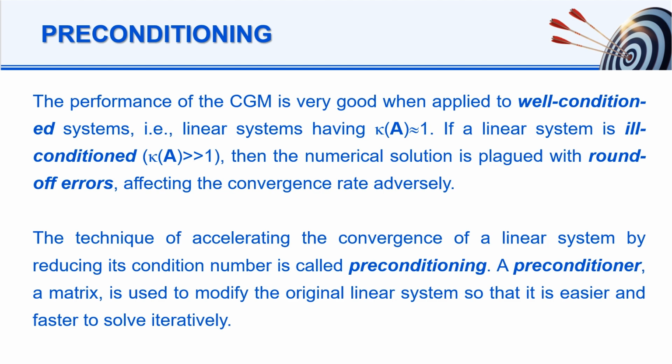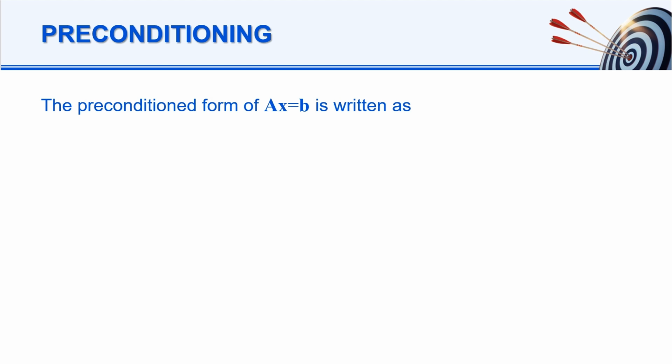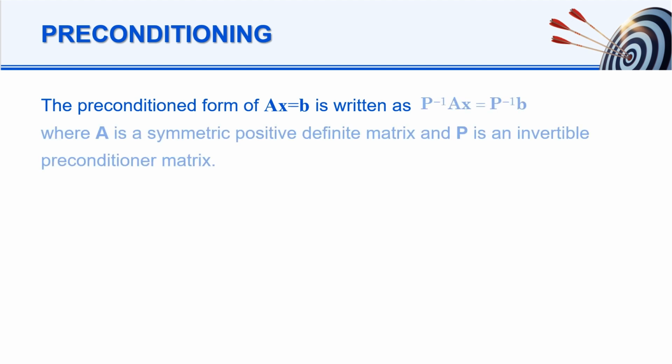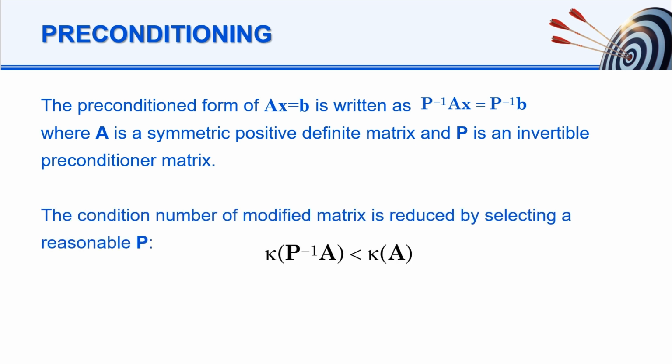A preconditioner, a matrix, is used to modify the original linear system so that it is easier and faster to solve iteratively. The preconditioned form of the matrix equation AX equals B is written as inverse P times A times X equals inverse P times B, where A is a symmetric positive definite matrix and P is an invertible preconditioner matrix. The condition number of the modified matrix is reduced by selecting a reasonable matrix P. The effectiveness depends on the condition number of inverse P times A.